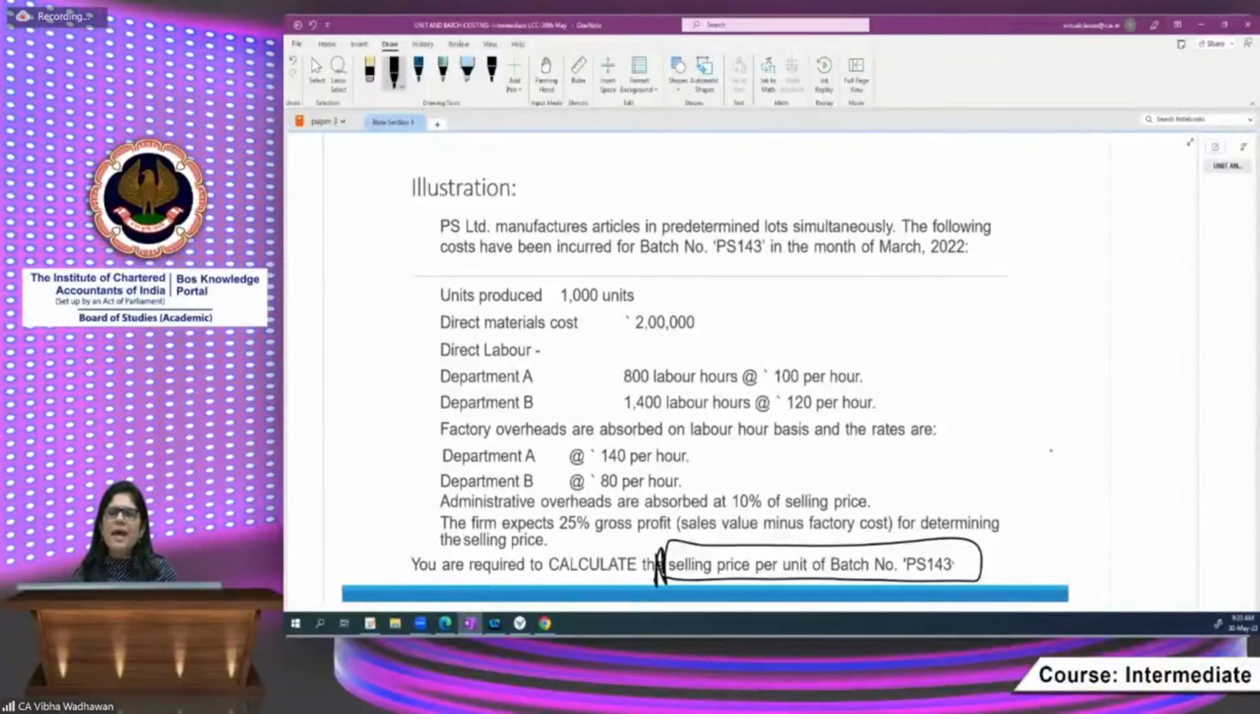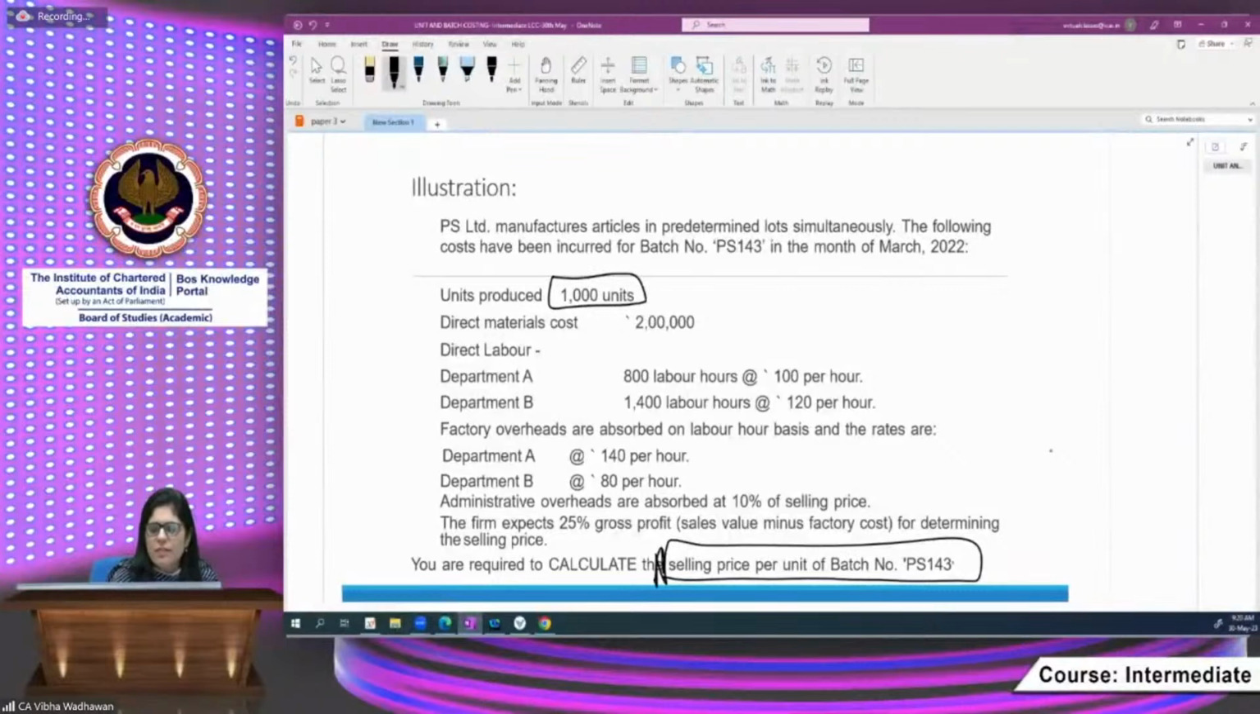For selling price per unit, what should you have? You should have the total cost. The total cost will be made up of all the elements of cost: material, labor, overheads. Then the profit is there, and you will have the total sales, units you have, selling price per unit. So this is how you have to approach the question. First, see what the question is asking from you. Accordingly, we have to understand how we have to approach the question.